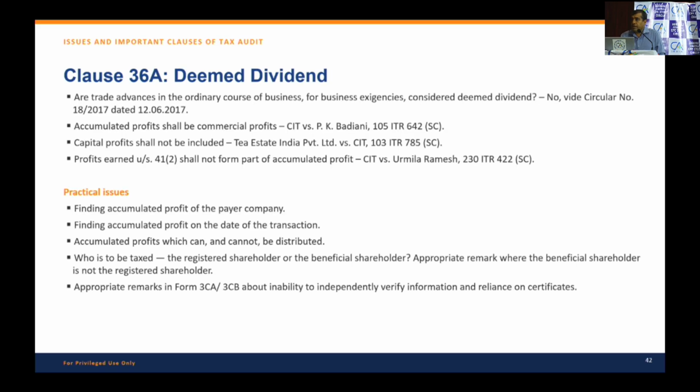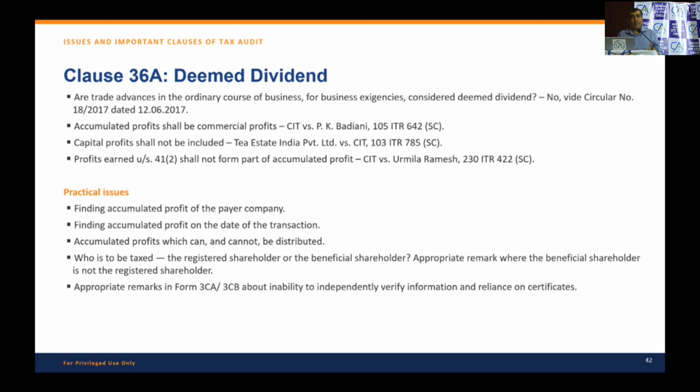Deemed dividend, very simple, but equally complex. First identify what is the deemed dividend, because typically the deemed dividend triggers on the date of transaction. Now on that date, what were the accumulated profits, what were the reserves, how do you compute all those things, and how do you compute deemed dividend taxability? The answers are not very easy, but yes, any such situation you encounter, those kinds of transactions are reportable here.